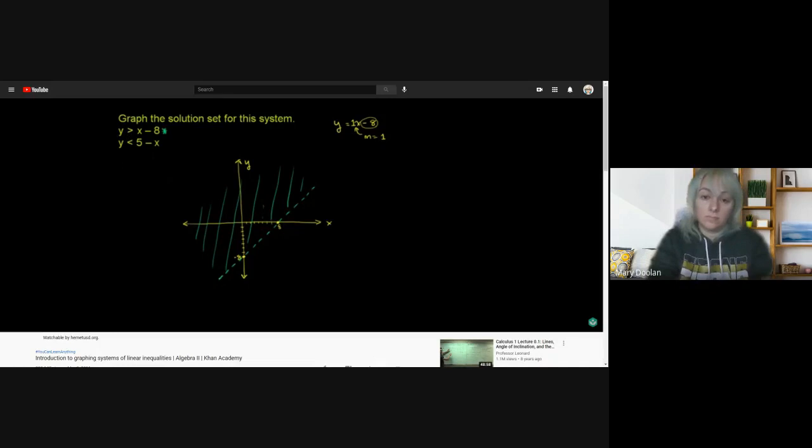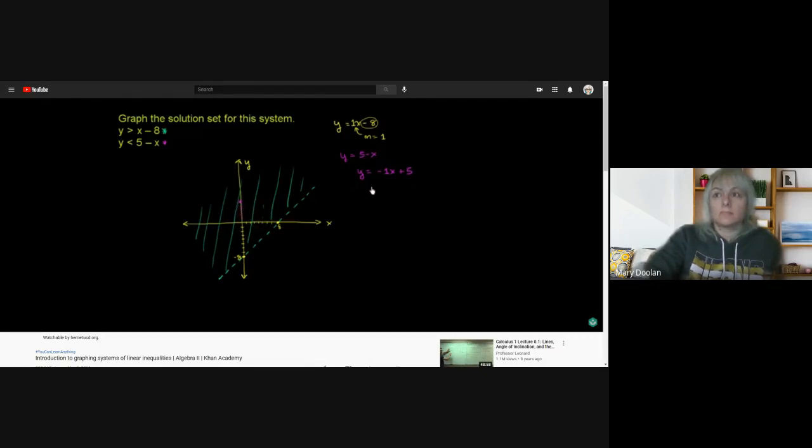Now let's do this one over here. The boundary line for it is going to be y is equal to 5 minus x. So once again, if x is equal to 0, y is 5. So 1, 2, 3, 4, 5. And then it has a slope of negative 1. We could write this as y is equal to negative 1x plus 5. That's a little bit more traditional. So once again, y-intercept at 5. It has a slope of negative 1.